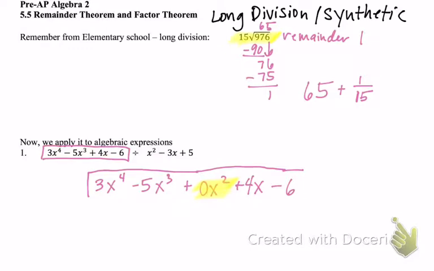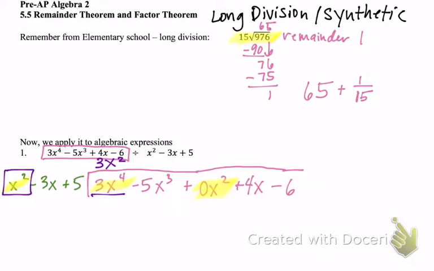So then I'm going to write the one that I'm dividing on the outside. So I'm going to put x squared minus 3x plus 5. So I take my first term and I look at the other first term and I match them up. So I want to see what do I multiply x squared by to get 3x to the 4th? I multiply that by 3x squared.